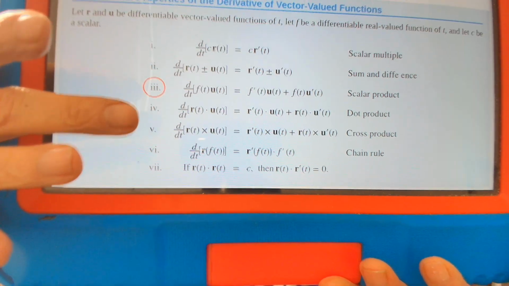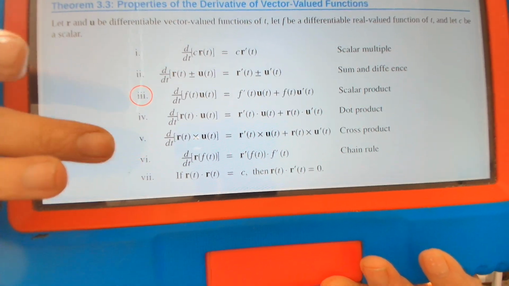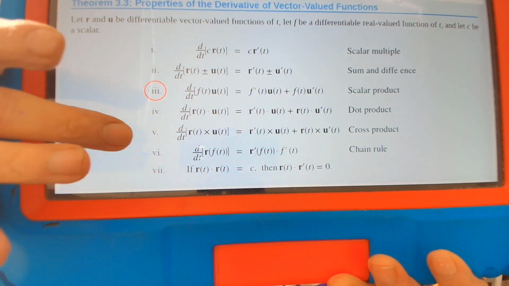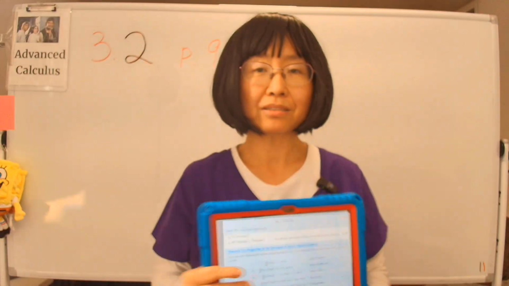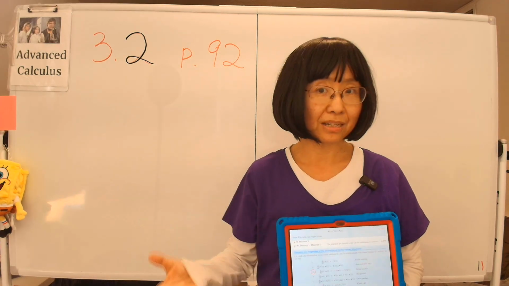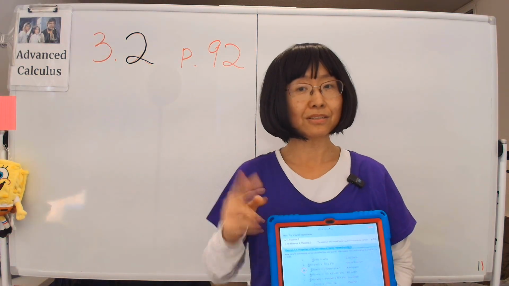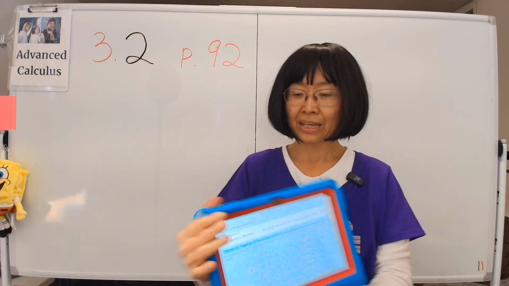And of course, the dot product and the cross product both follow the product rule, with one careful idea: for the cross product, you can't flip it around, because the cross product doesn't commute. If you flip, you have to put in a negative sign, whereas the dot product does commute. And of course, with multiplication by a scalar, you can totally flip it.